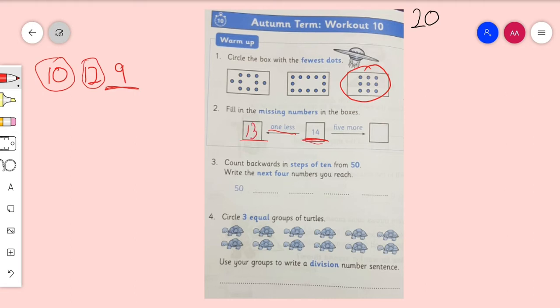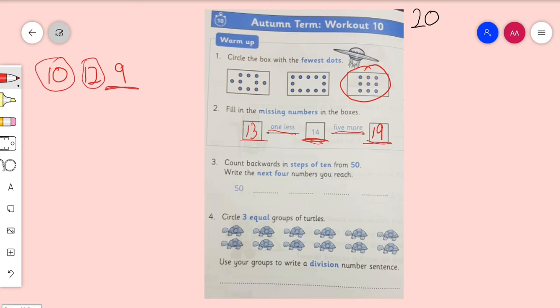Now we come to this 14 again, and it says 5 more than 14. We need to write here. We need to count onwards 5. 14 in our mind, and 15, 16, 17, 18, and 19. We need to write 19 in this box.